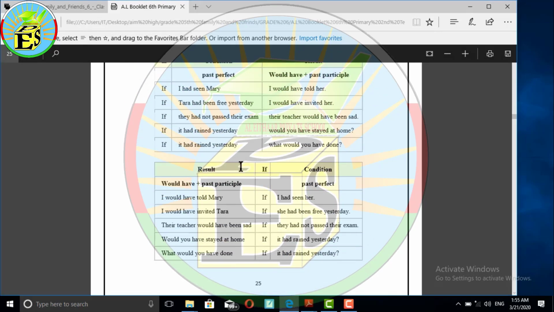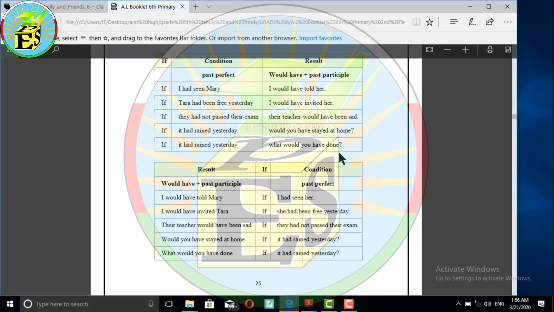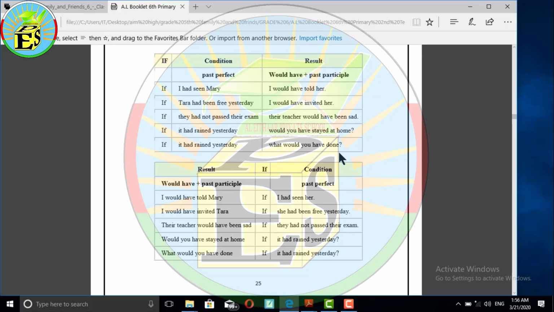Go to next. If it had rained yesterday, what would you have done? He also asked a question. He put the question word, the auxiliary verb would, you the subject, and have done, the completing of the sentence.